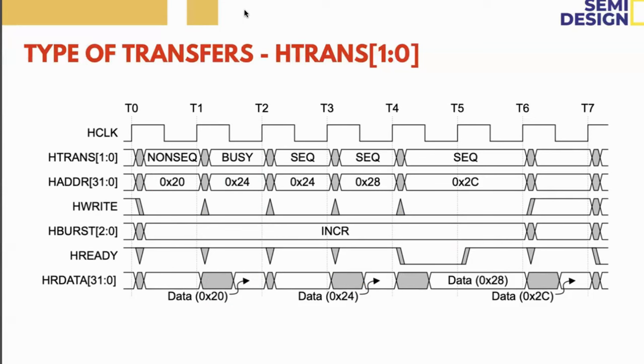Ma'am, for data, why is it taking one clock cycle more? For 0x20, the non-sequence first address, it is taking one more clock cycle. Yes, ma'am, the data was sampled at T2, right? So at T2 only the data will be present. That is a negative edge, I think that is not the point where we will sample it. AHB works on the positive edge only, but that is for the address. Here it is sampling at the second clock cycle only.